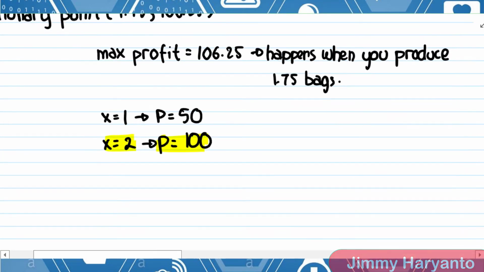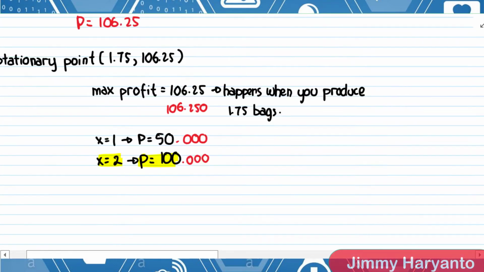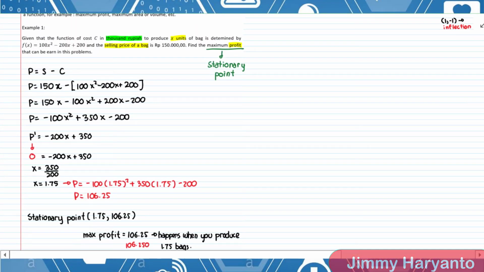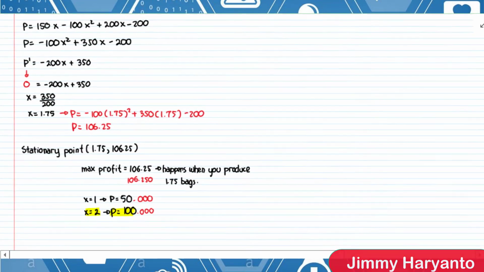For selling 2 bags, you already got 100,000 rupiah. This one is in 1,000 rupiah, so that one will be 50, and this one will be 106,250. Okay, so that is the application of differentiation.